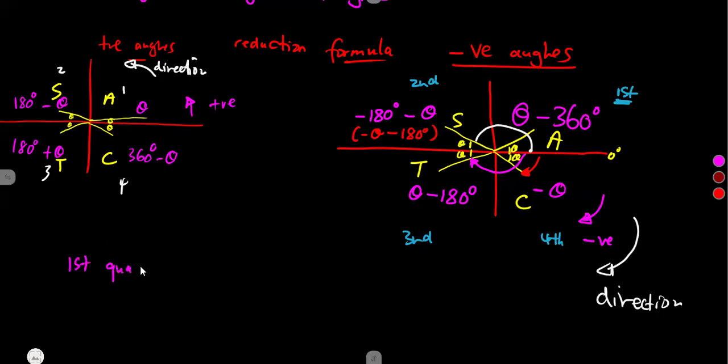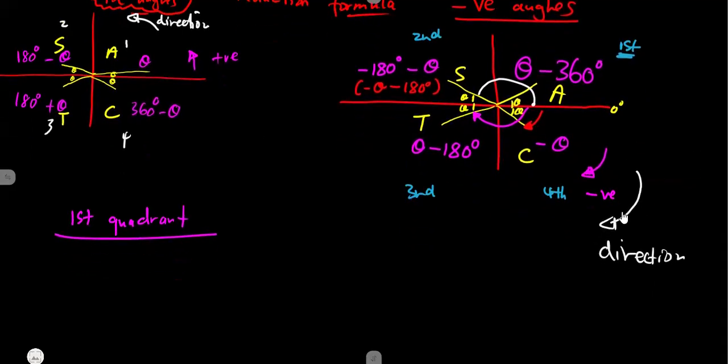let's talk about the first quadrant. You understand me here. First quadrant. So as we talk of the first quadrant, there are two things there. It can be a positive angle or it can be a negative angle. Take note there. It can be a positive, it can be a negative. But the concept is the same.